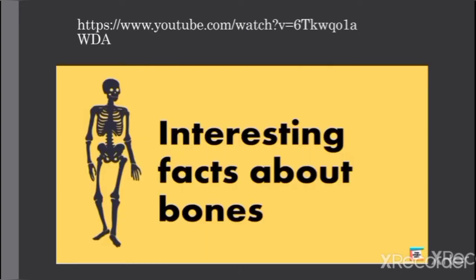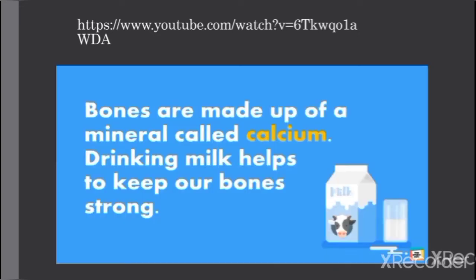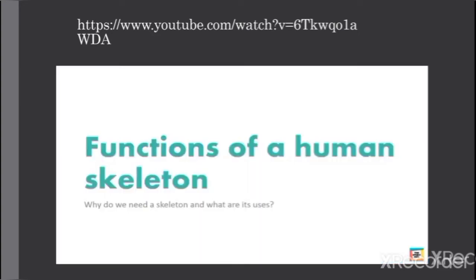Let's discuss some interesting facts about bones. Do you know that the smallest bone in the human body is an ear bone? It is called stirrup. Bones are made up of a mineral called calcium. Drinking milk helps to keep our bones strong. Why do we need a skeleton and what are its uses? Let's learn about the function of a human skeleton.